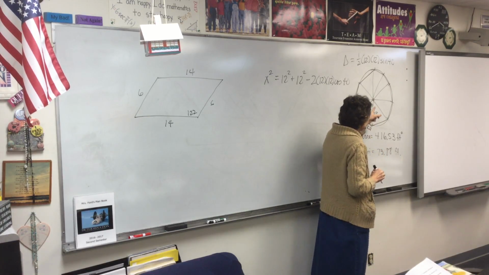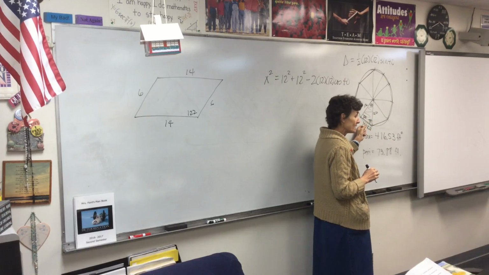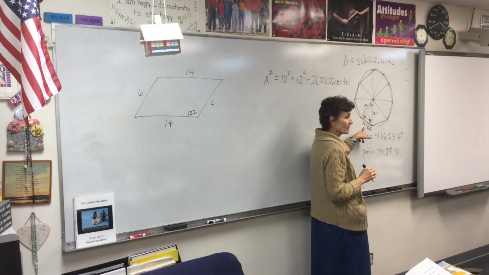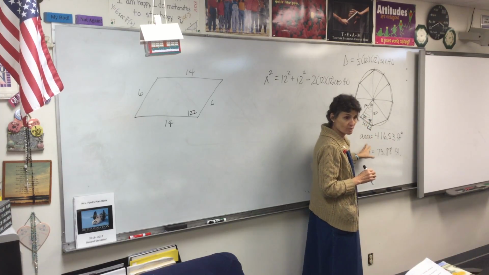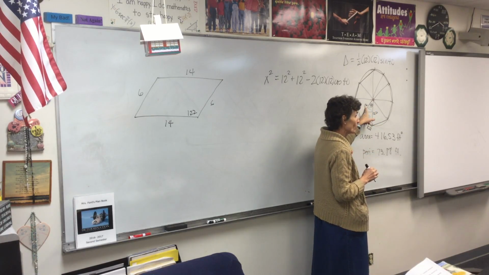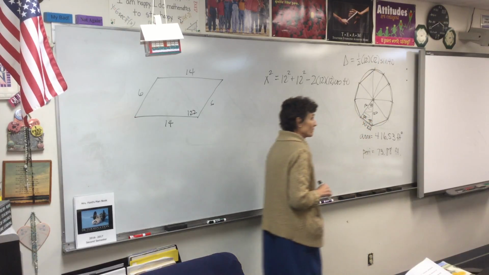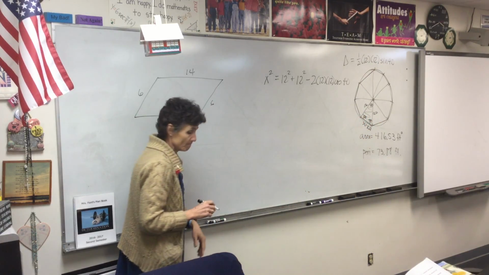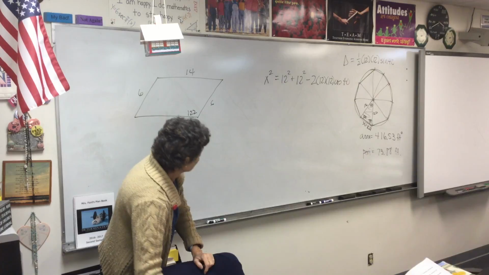So if you wanted to use the law of sines to find this, it would be easy to do. If you didn't want to use the law of cosines, you could say sine 40 over x equals sine 70 over 12. You'll always be able to find those base angles if that's the way you let them do it.